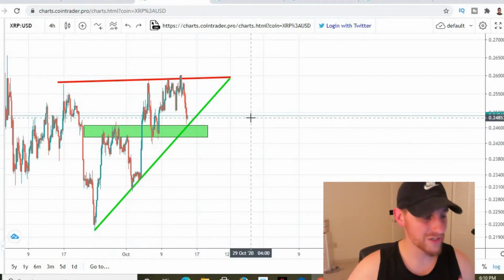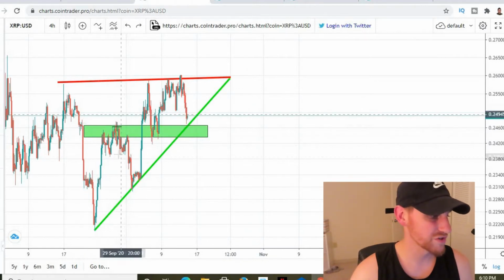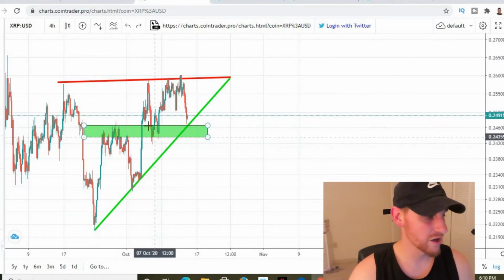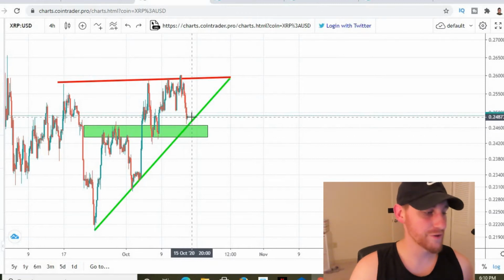And we're also building great support on this green box here, which is huge, right? This was our old resistance right back here, and now we're flipping it as support once, twice, and now we're getting a nice little bounce off the same area for the 3rd time.